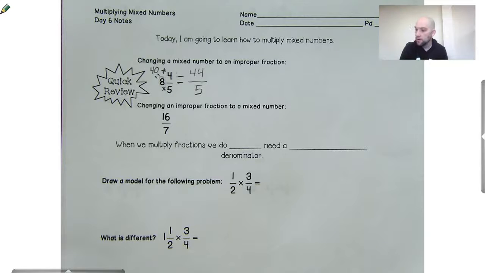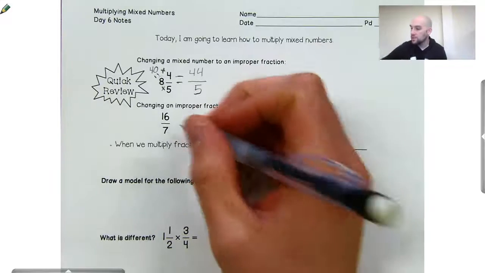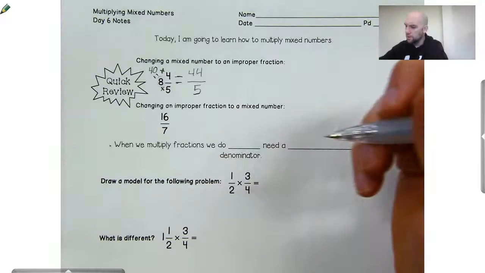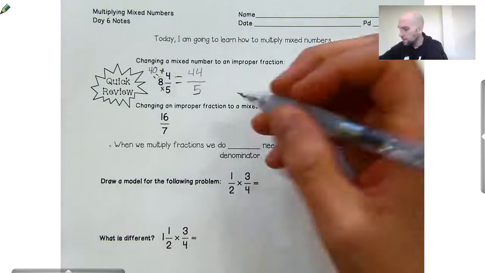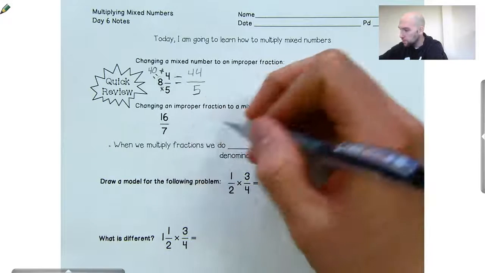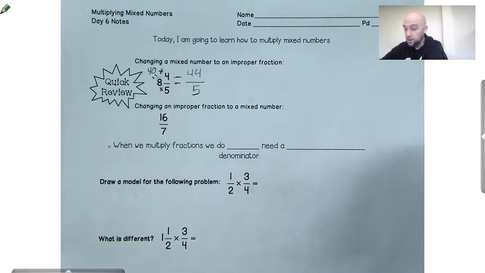But it's going to be important when we're multiplying mixed numbers that we turn our mixed numbers into improper fractions first before we start to multiply, or it's not going to work. So next we have to change an improper fraction to a mixed number. When we get our product, we're going to want to change that back into a mixed number. You can do this a number of different ways, but I do like the way that EngageNY shows this. We turn this into a division problem because remember, fractions are division.